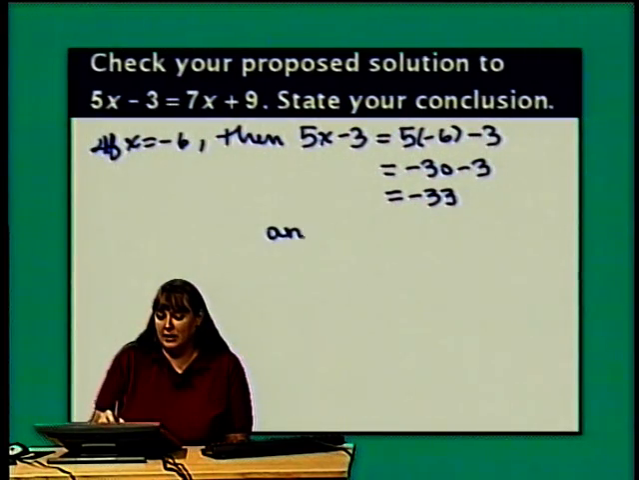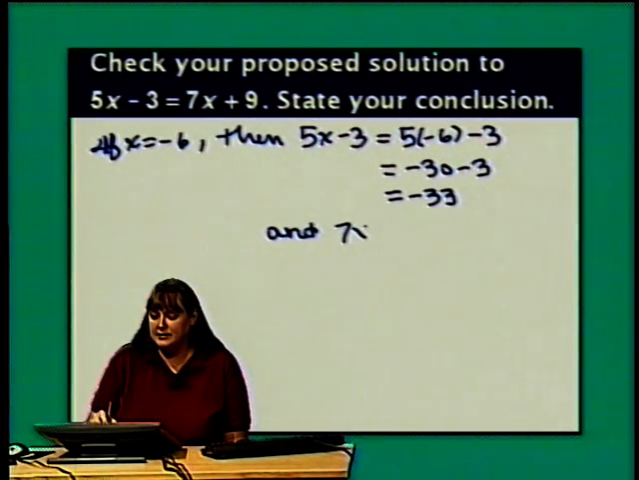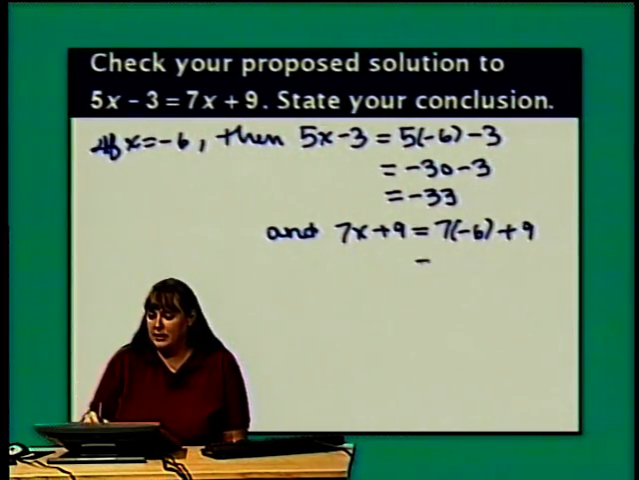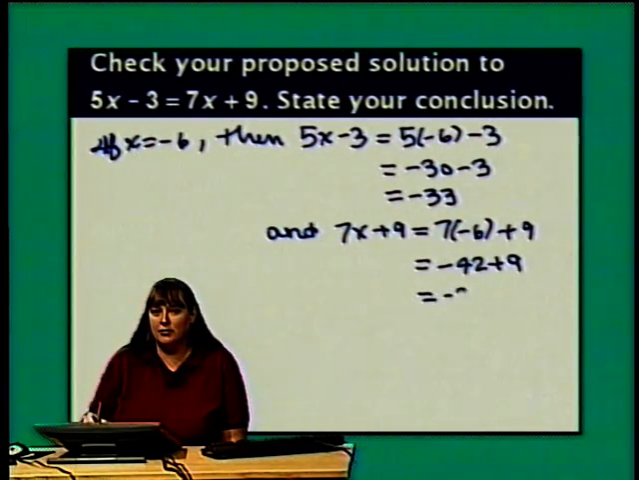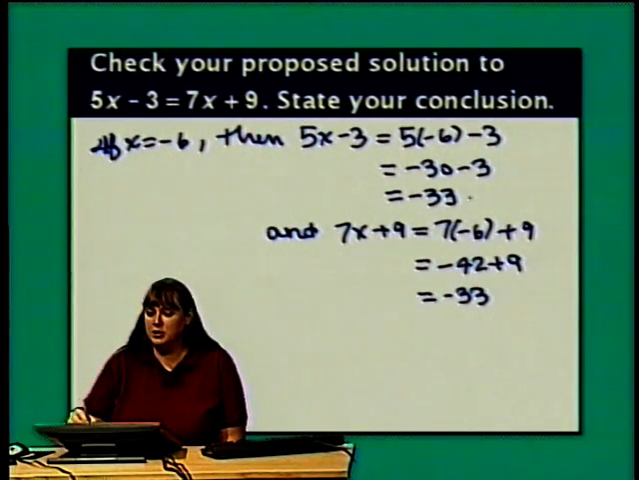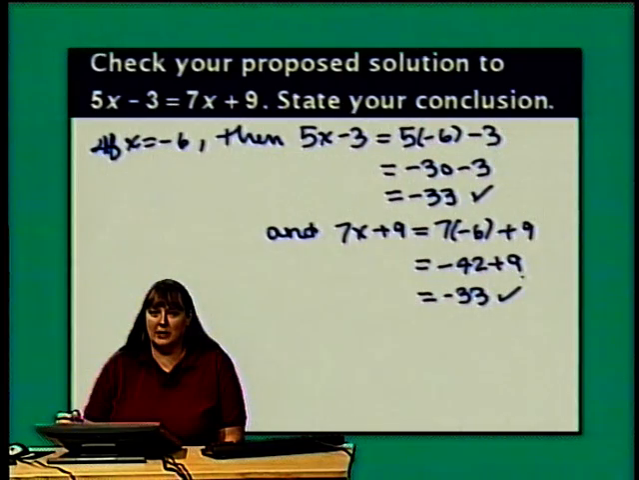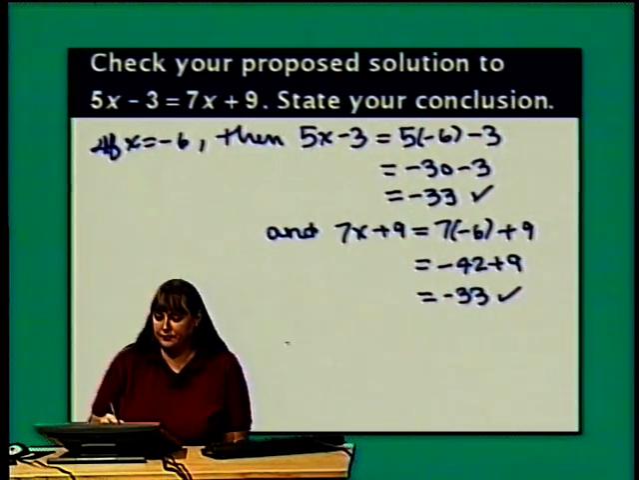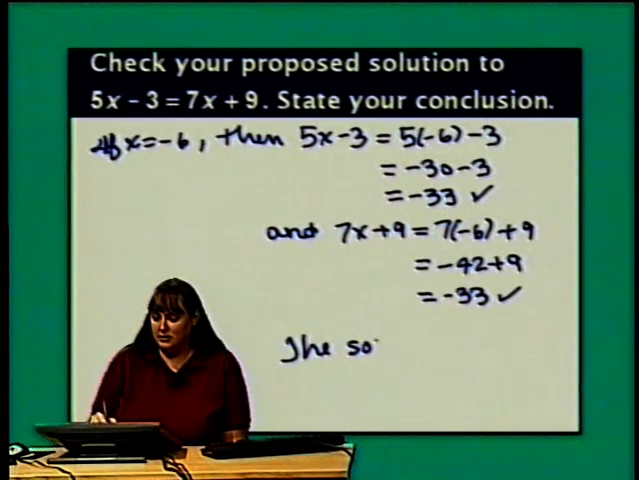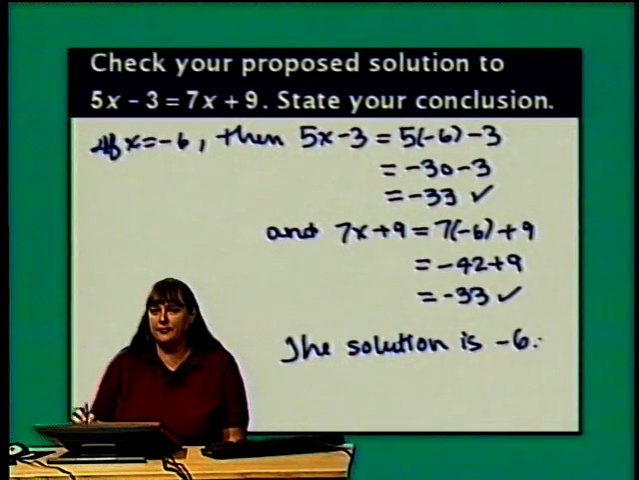And if x equals negative 6, then the right-hand side, 7x plus 9, would evaluate to 7 times negative 6 plus 9. That's negative 42 plus 9, which is negative 33. So my solution checks. Both the left-hand side and right-hand side of the equation evaluate to negative 33 when x equals negative 6. So I can go ahead and state my conclusion. The solution is negative 6.